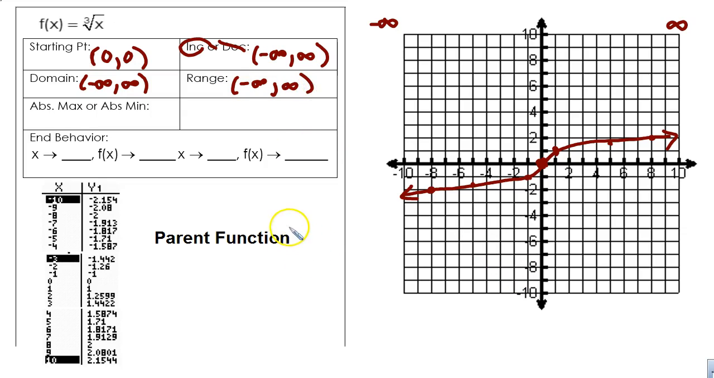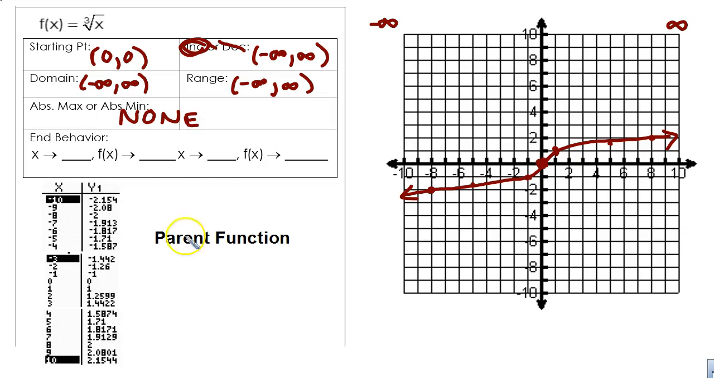And for a cubed root function, these are going to be your intervals of either increase or decrease, domain and range every time. It's always going to happen. Okay. Is there an absolute max or min? Well, there's no highest point, there's no lowest point because of those arrows. So in this case, there is not an absolute max or min.